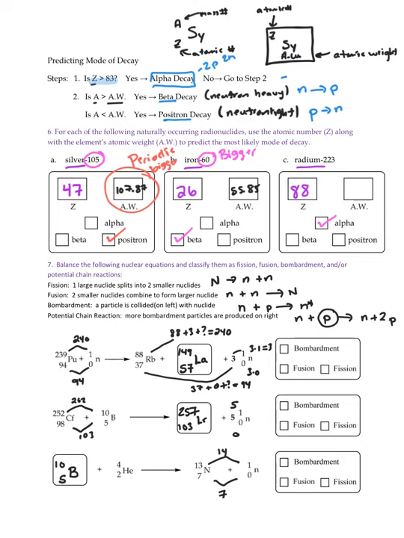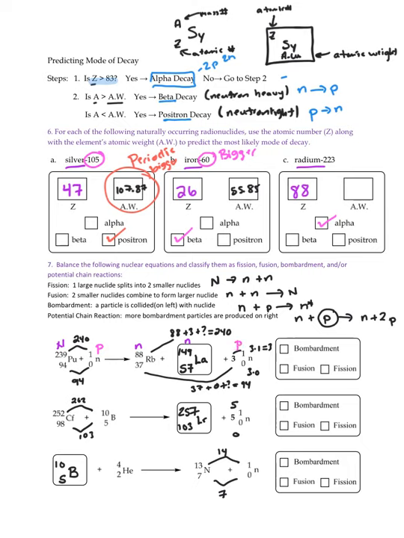Now, the question is, are these bombardment reactions, fission reactions, or fusion reactions? And so what you want to do is think about what you have, and label each of your terms as either a nucleus, which is anything bigger than a particle. So that's a nucleus. That's a smaller nucleus. That's a smaller nucleus based on the atomic number. And then we also have a particle here. And we also have a particle on the right.